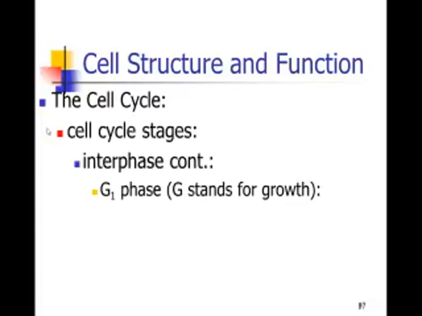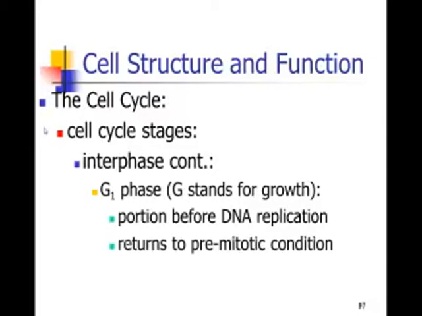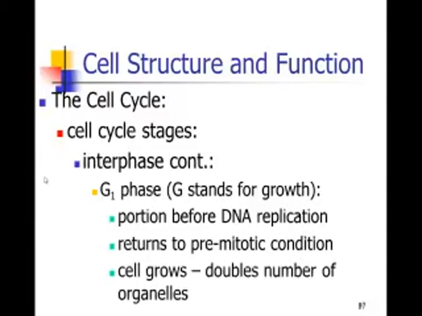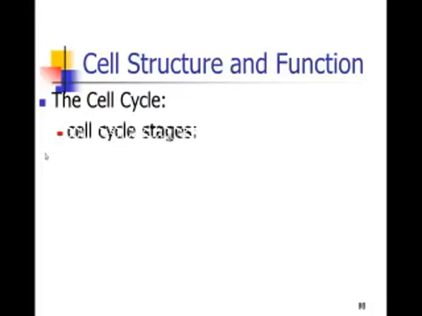There are several parts of interphase. We have G1 phase, which stands for the growth of the cell. The G stands for growth. This is before the DNA is replicated, and the cell is returning to a condition that will allow it to go through mitosis eventually. The cell grows, and the numbers of organelles within the cell double. So cell organelles are dynamic in terms of their abundance. That's kind of an important thing to bear in mind.